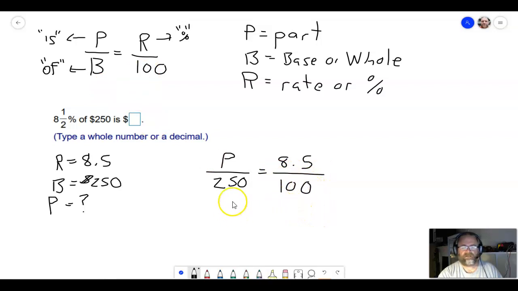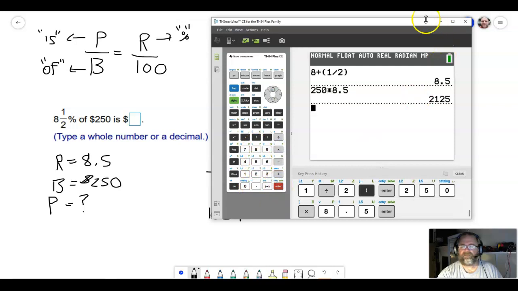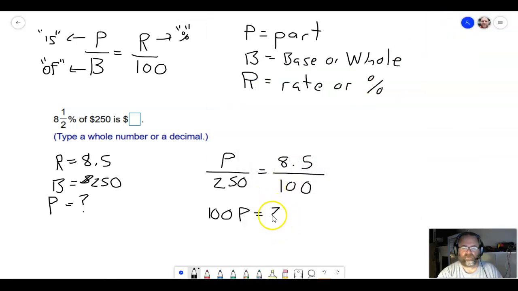All right, and then we're just going to cross multiply and divide. So 100 times P is going to be equal to 250 times 8.5. And that's going to give us 2125. And then we're just going to divide both sides by 100. And that's going to give us P is equal to, dividing by 100 moves the decimal place to the left, 21.25.